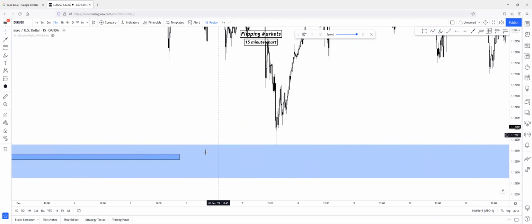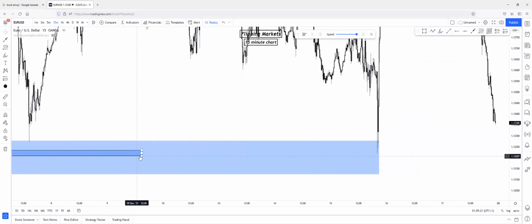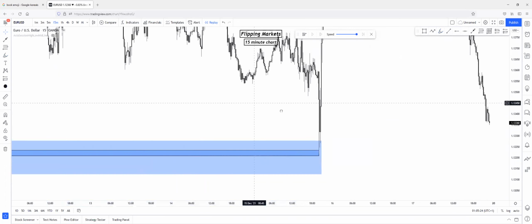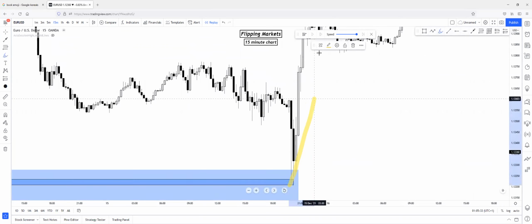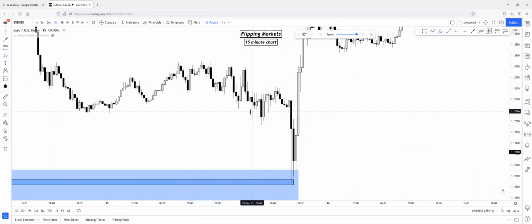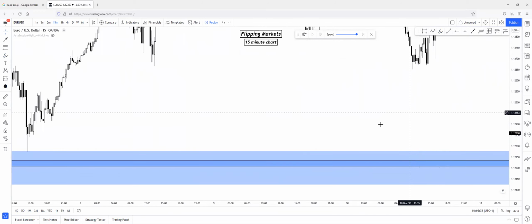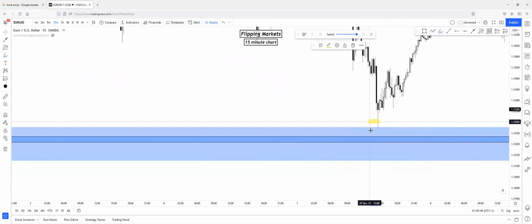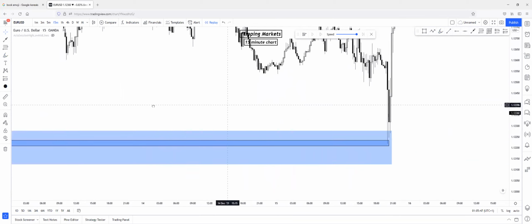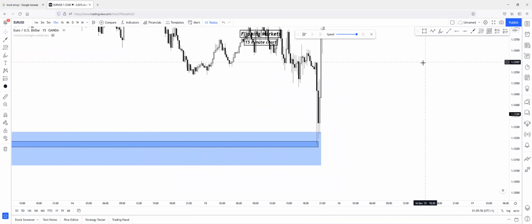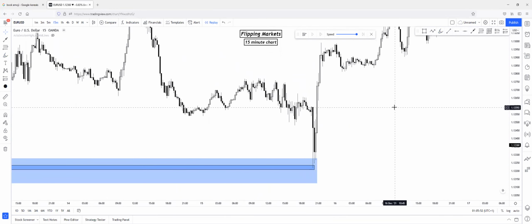Let's just extend this zone and search for a reaction. As you can see, price perfectly tapped this zone with this wick, and after the tap of this zone, it rejected and reversed the price to the upside. So this is the power of the refinements, because as you can see, price had already tapped the 4-hour zone, but it didn't mitigate the full zone and didn't mitigate the 15-minute zone. So it had to come down to mitigate the 15-minute zone inside of the 4-hour. This is the true power of the refinements.